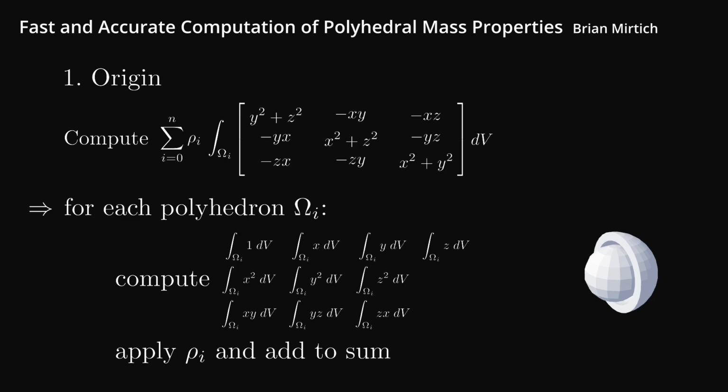Again, all of these integrals are missing the density, so this integral here, for example, actually just computes the volume of the mesh, but that is converted to the total mass by multiplying it with the density at the end. Now the question is how to perform all of these integrations over the volume of some arbitrary polyhedron. This is where the cool math happens.